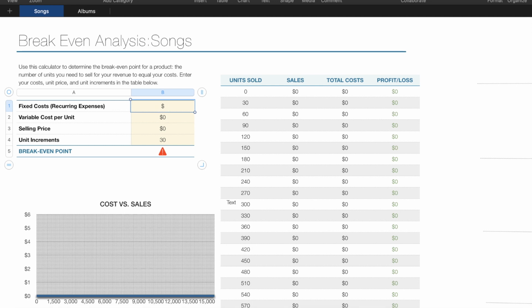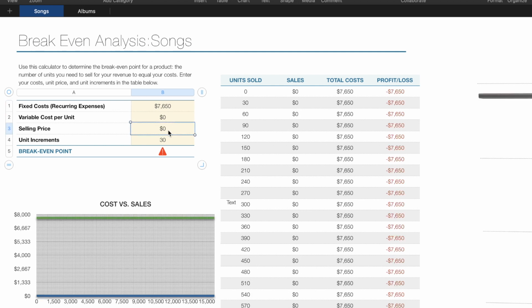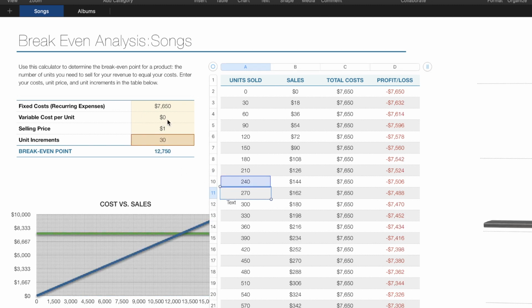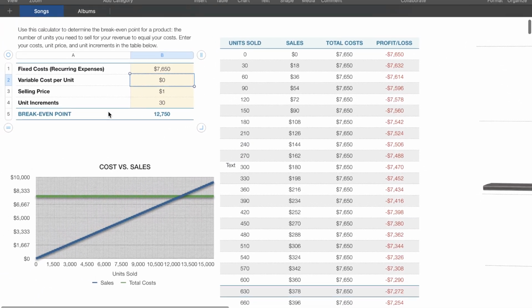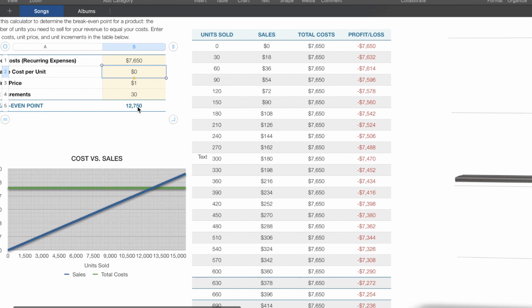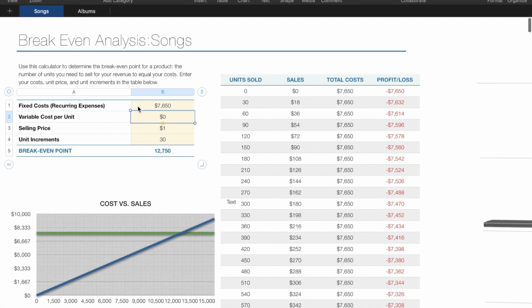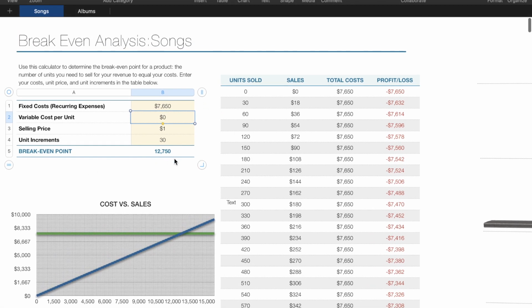So our fixed costs. Remember we talked about the songs. Let's say our songs were $76.50. We have no variable costs, so we'll leave that at 0. And our selling price, for each song we said we're gonna make what? 60 cents, right? So our break-even analysis populates. It tells us right here that we have to sell 12,750 songs in order just to break even. After every song we sell, so at 12,751, we start making profit.